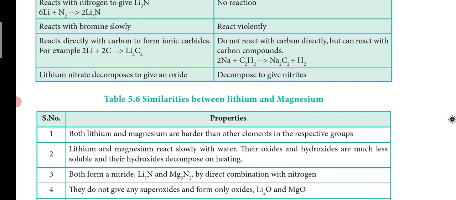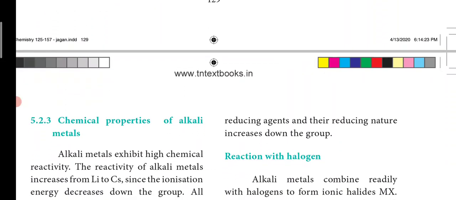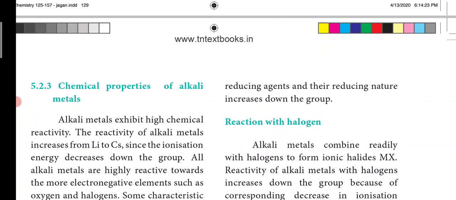So all these are very very important. With this we'll stop here. Tomorrow we'll discuss the chemical properties of alkali metals.